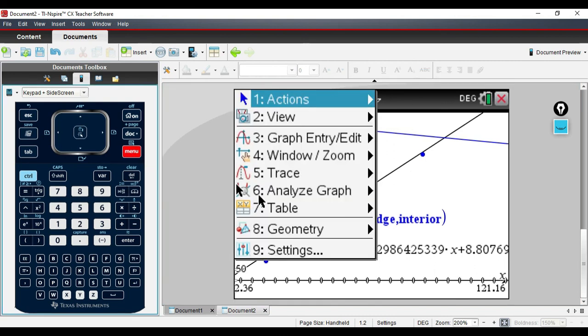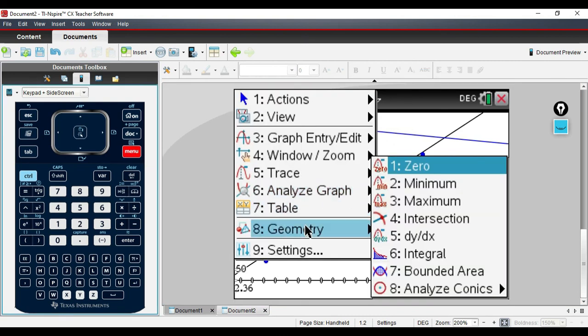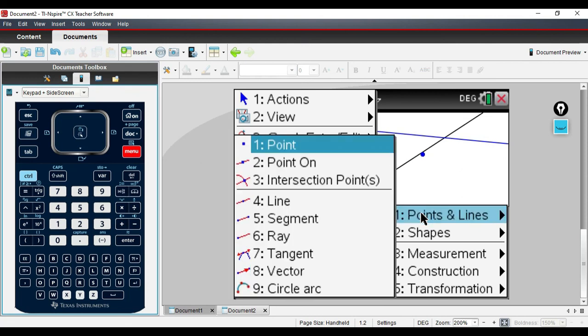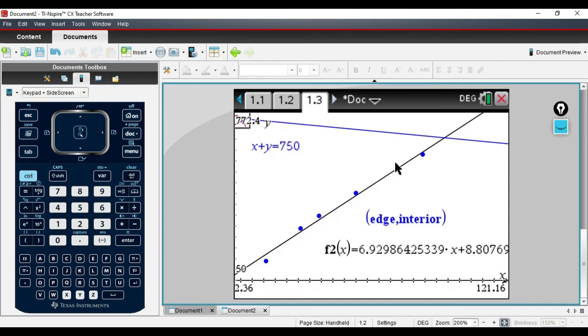And now we can find the point of intersection. I think using the geometry feature will work, especially if you type that in as a relation. So intersection points on that relation and that function. And we can see, if I hit escape, that the x value, which is the edge pieces, rounded to 3 sig figs, would be 93.5.